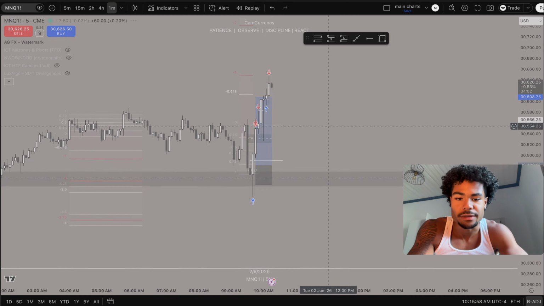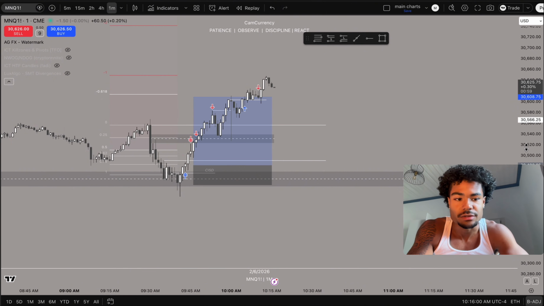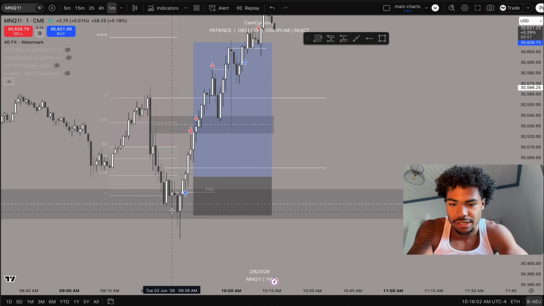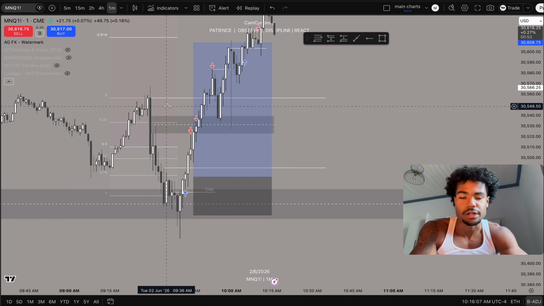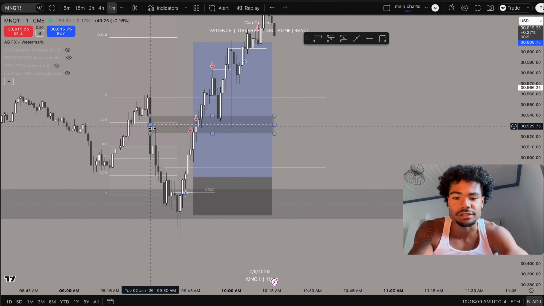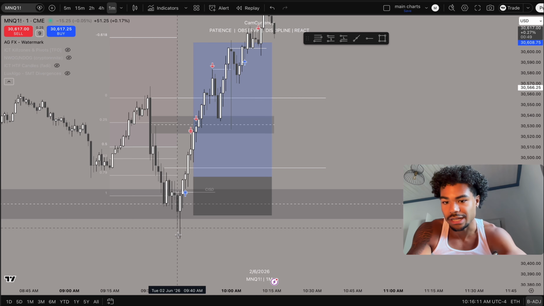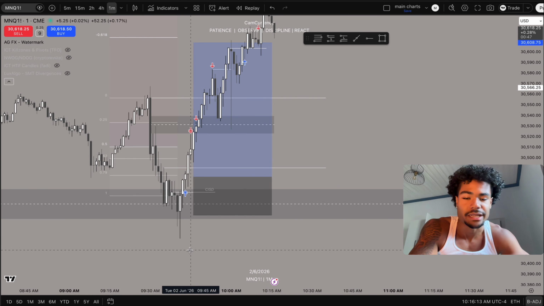Price respecting it perfectly. Once I see these weaker candles right here, as I see price starting to slow down from this downtrend after 9:30. Market open ended up pushing us lower, and once I seen it starting to slow up here, you see it starting to lose momentum to the downside. I'm automatically anticipating a reversal.